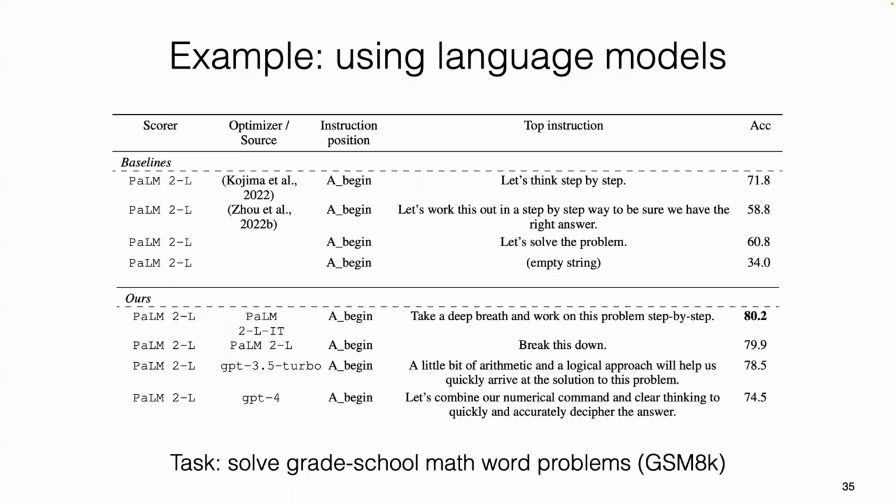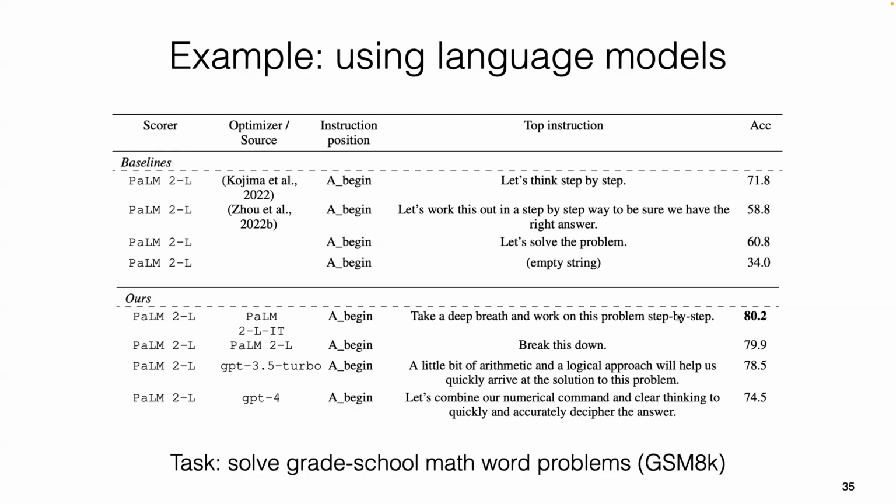So here's some stuff that they found. Here the task was solving these grade school level math word problems. And up here are the baselines. So there were a couple of papers that found that if you tell language models, let's think step by step, then they can get decent performance on the math problems, versus saying, let's solve the problem. The model did 10% worse. And you can see that their method, after they run it, actually finds that take a deep breath and work on this problem step by step leads to a 9% performance gain.